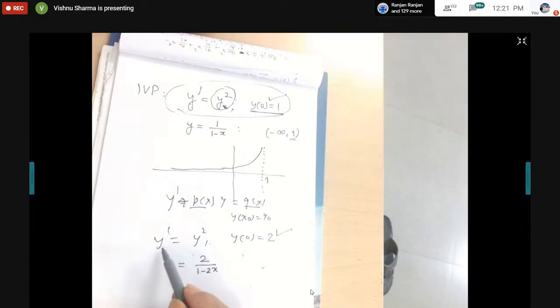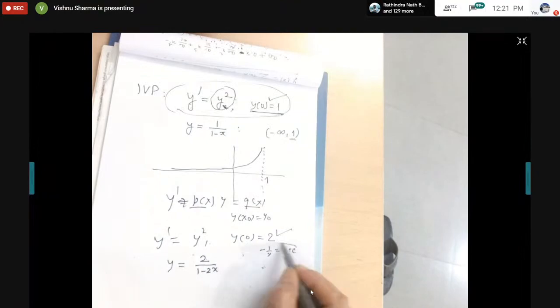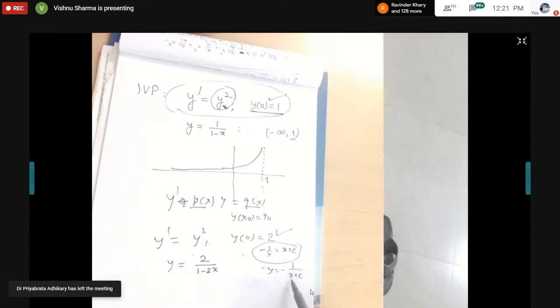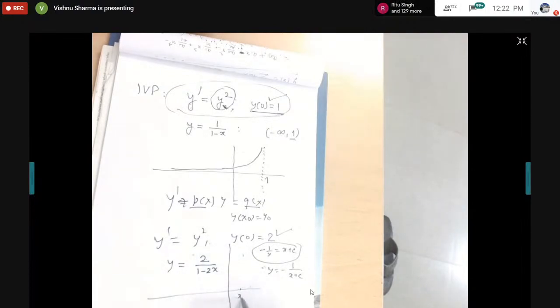Minus 1 upon y is equal to x plus a constant. So y is equal to minus 1 upon x plus c. Now you can see that when x is equal to 0, y is equal to 2. So you get the correct solution. But you can see that now the singularity has moved. Singularity is 1 by 2 now. Look here, the singularity is 1 by 2.